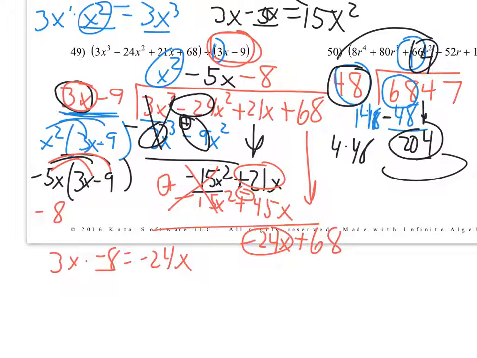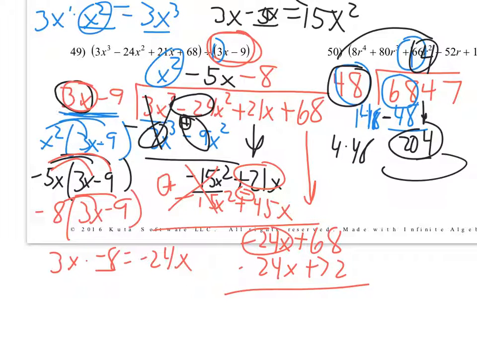Now I'm going to take my negative 8 and distribute that to 3x minus 9. So I get negative 24x plus 72. Now there's no other terms to bring down here, but do not forget on this last one to get your remainder to change the sign. So that becomes a plus. These drop out, negative 24x plus 24x. This becomes a negative. So I really have 68 and negative 72 I'm combining, which makes my remainder negative 4.